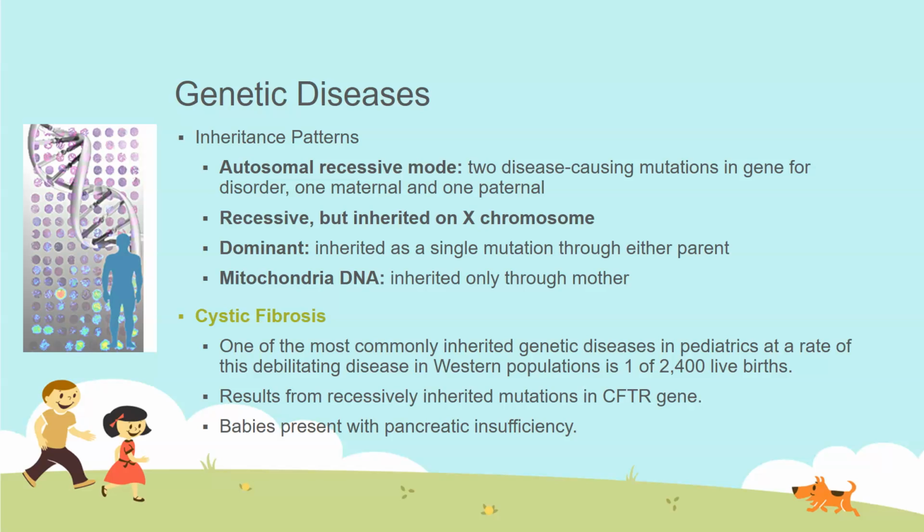And then cystic fibrosis is an example of a genetic disease. It is one of the most commonly inherited genetic diseases in pediatrics. The rate in the Western populations is 1 in 2,400 live births, and it results from recessively inherited mutations in the CFTR gene, so it's an autosomal recessive. And the babies present with pancreatic insufficiency and chronic infections of the lungs, etc.